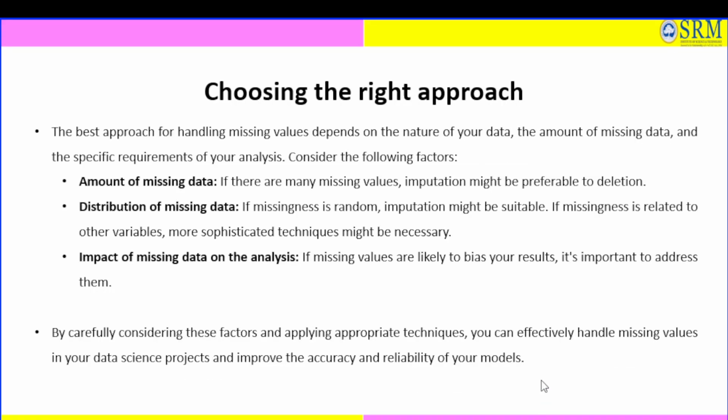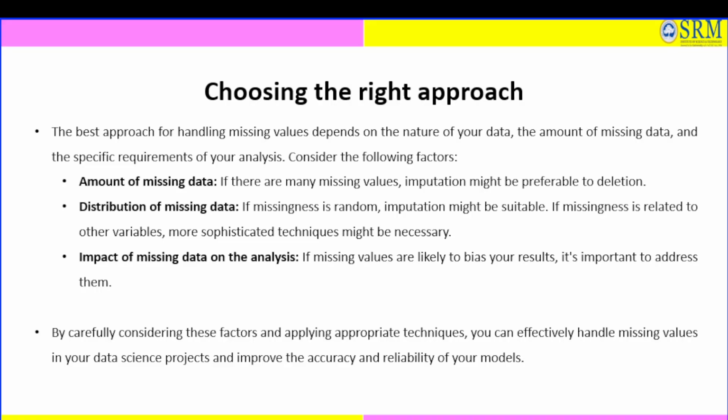Next, how do we choose the right approach? The best approach for handling missing values depends upon the nature of the data, the amount of missing data, or the specific requirements. For example, in the case of the amount of missing data, if there are many missing values, imputation might be preferable to deletion. Based on data distribution, if missingness is random, imputation might be suitable. If missingness is related to other variables, we have to adopt more sophisticated techniques.